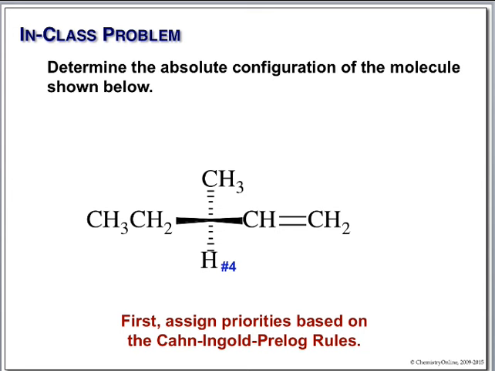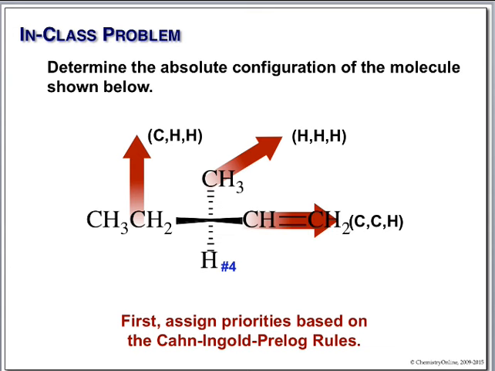Hydrogen is clearly going to be the lowest priority. We're going to have to rotate it so it's going back. We have a carbon on each of the others. This carbon is attached to another carbon and 2 hydrogens. This guy, 3 hydrogens, double bond, so that's 2 carbons and a hydrogen. Our highest priority group is going to be this one. Then this, then this.